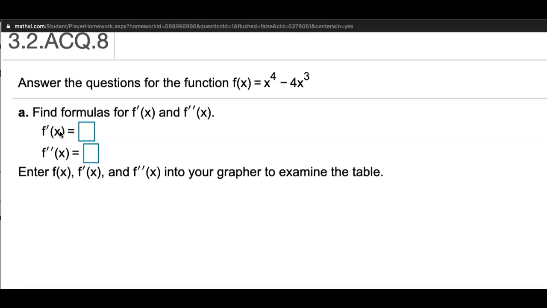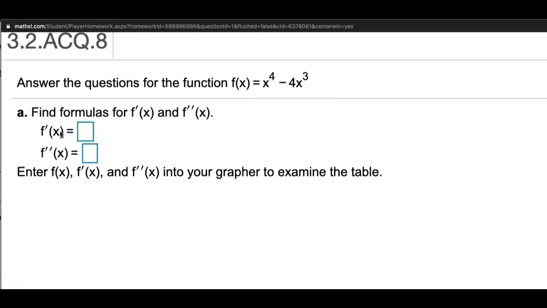It says, answer the question for the function f of x equals x to the 4th power minus 4x to the 3rd power. They say find the formula for the first derivative, f prime, and the second derivative, f double prime. Oh, that's easy. We got this.